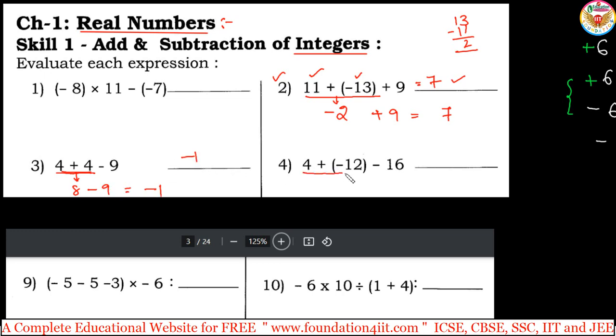Do the same process. By observing you can say now 4 plus minus 12, so minus 8 it is. The difference of 12 and 4, one is negative, one is positive.